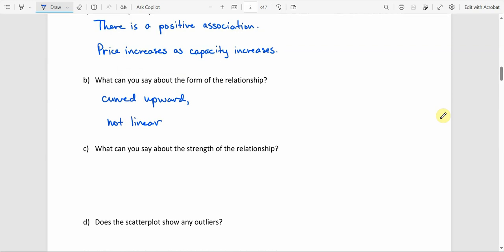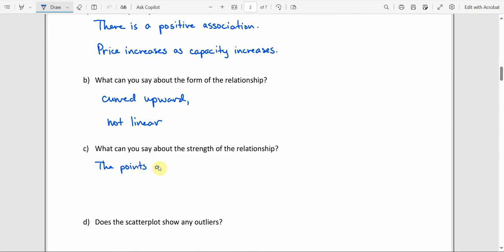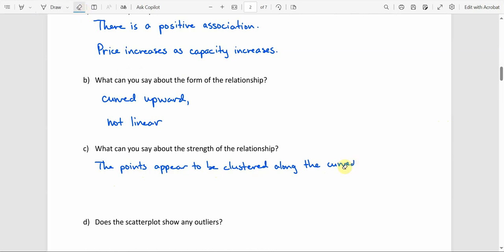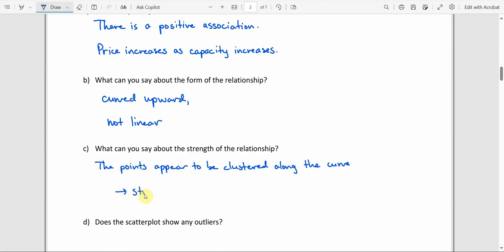So that's the kind of thing I'm going to write in for part C. So something like the points appear to be clustered along the curve. And so that means that there is a strong pattern, right? We can see that just looking at the scatter plot. It looks like there's a strong pattern there. And that means that you have a strong relationship between the variables.